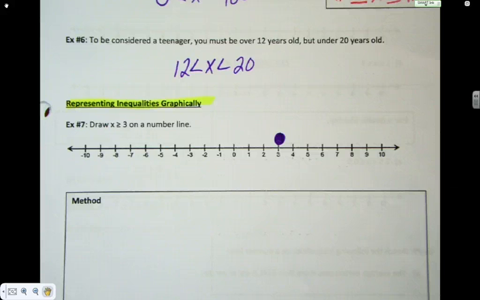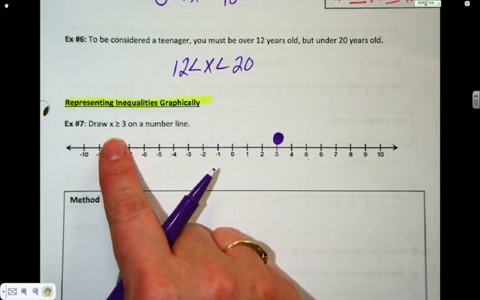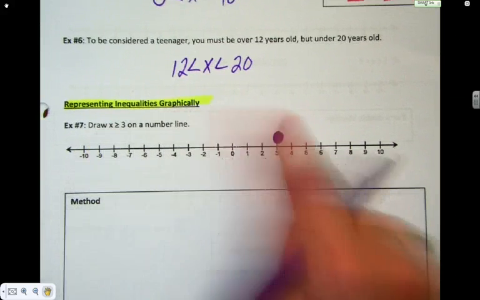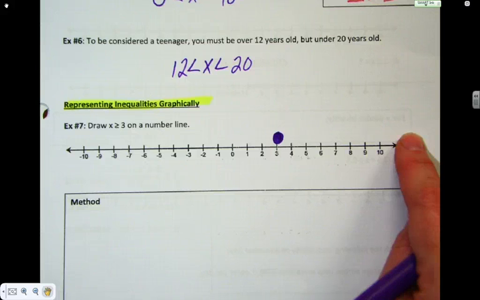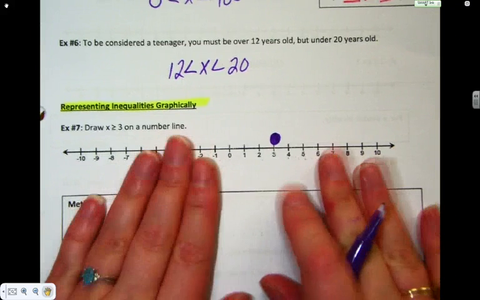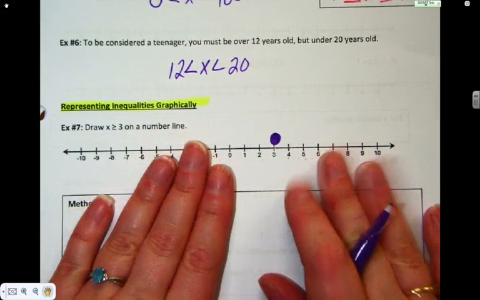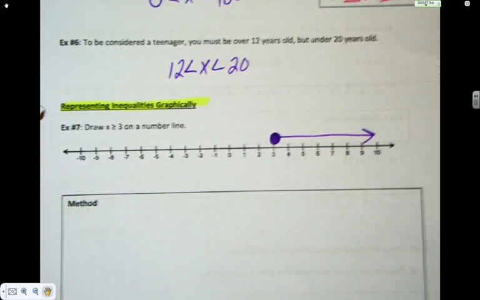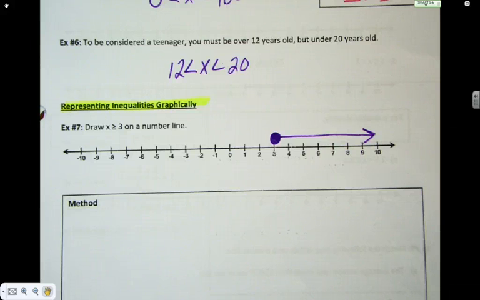The last step, we need to just draw an arrow in the correct location. Are the numbers that are greater than or equal to 3 to the left of 3? Are they on the negative side of the number line? Or are they on the right, on the positive side of the number line? Where are the numbers that are greater than 3, to the left or to the right? So all I'm going to do is show an arrow pointing towards the right. What that does is graphically represents all the numbers that are greater than or equal to 3.